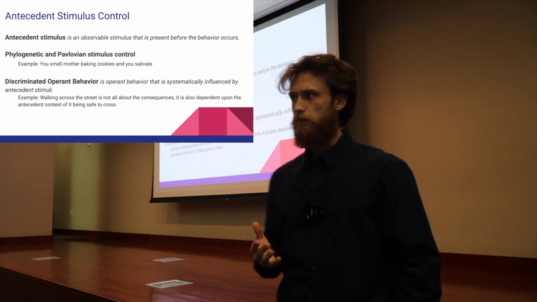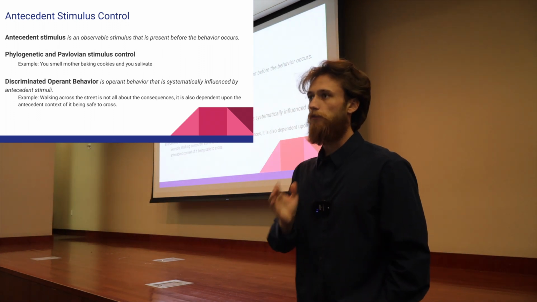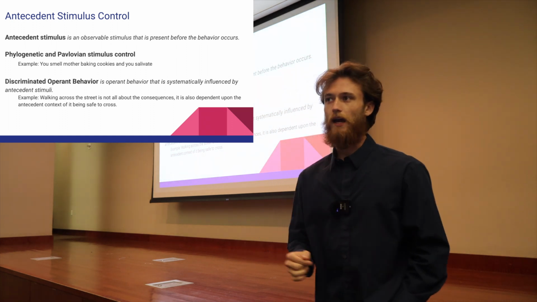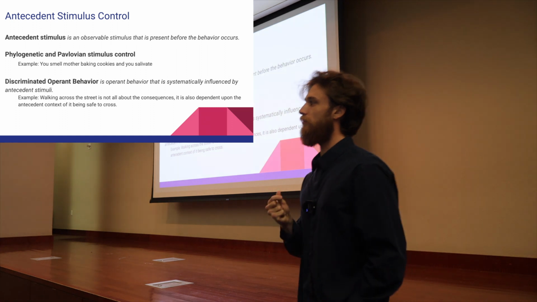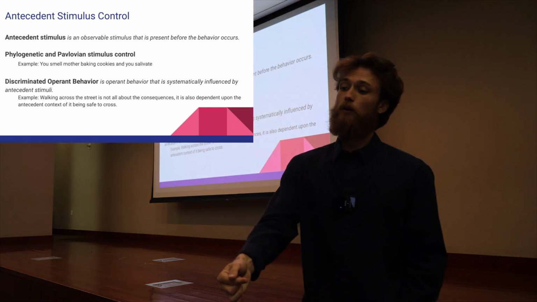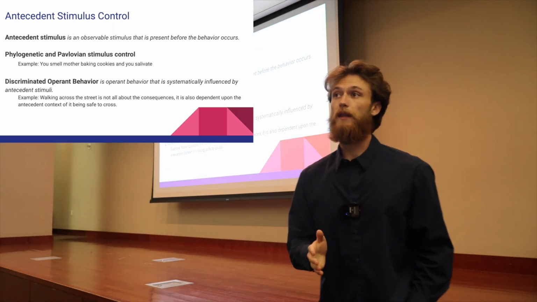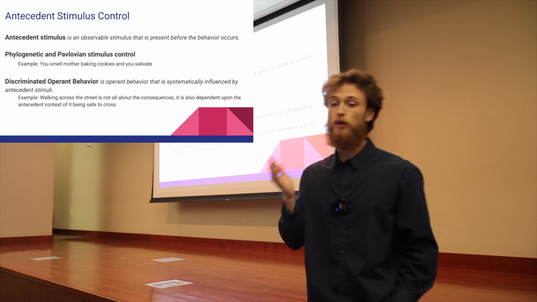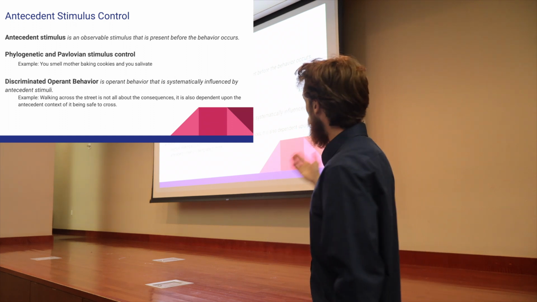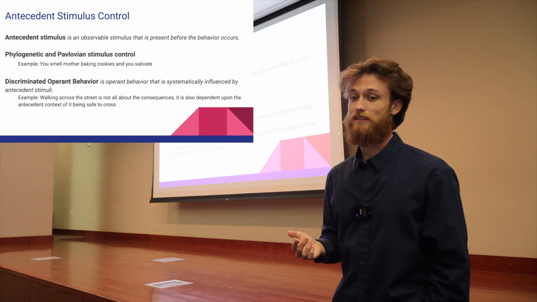But what about operant responses? So this is where we get into the discrimination of operant responses. When to do something, when not. When is the appropriate context to do something, when is it not the appropriate context? When will behavior be met with a reinforcer, when will it not, right? So let's give a definition. Discriminated operant behavior is operant behavior that is systematically influenced by antecedent stimuli.